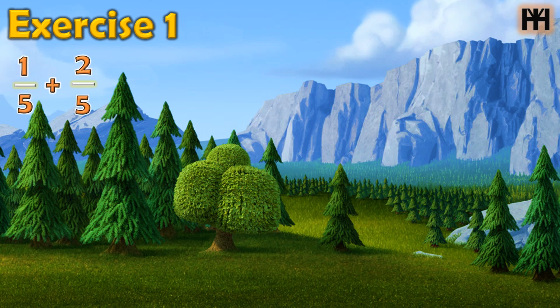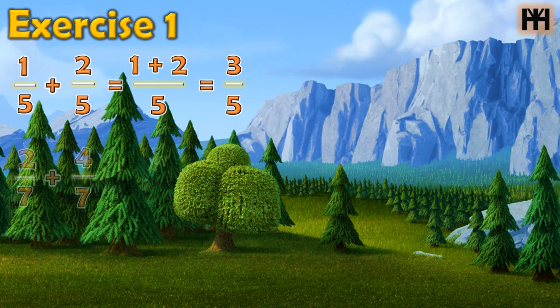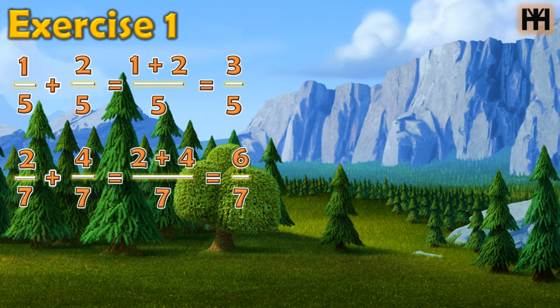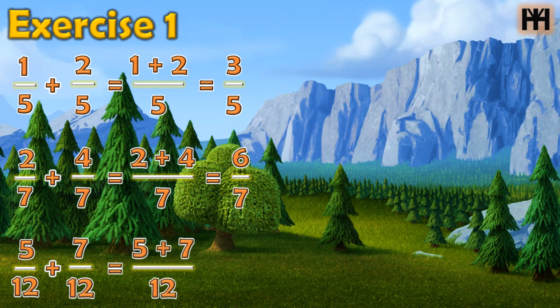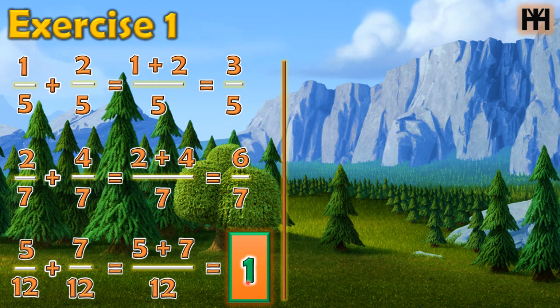Exercise 1. Let's say we have 1 over 5 plus 2 over 5. So we add the 1 and the 2 over 5, so it's 3 over 5. Okay, let's see another one. We have 2 over 7 plus 4 over 7. So add the 2 and the 4. 2 plus 4 over 7. So it's 6 over 7. Let's have another one. 5 over 12 plus 7 over 12. Okay, so it's 5 plus 7 over 12. So it's 12 out of 12. Congratulations. You got a whole one here. So it's one complete. 12 out of 12. So you got one.